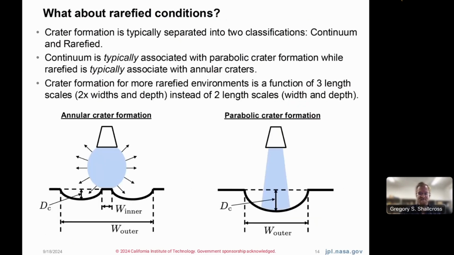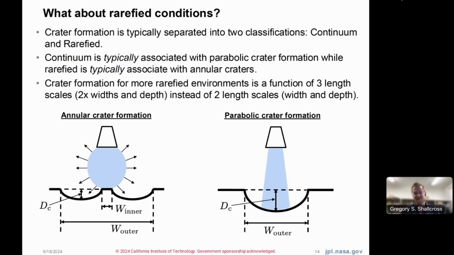Next slide. But one thing I note is that that was for parabolic crater formation. And typically in literature, we have rarefied and continuum crater formation regimes. Continuum crater regimes are typically associated with parabolic craters, rarefied typically associated with annular craters. This is seen with the formulation of Roberts' model, where you see this donut-shaped crater that ends up forming, which typically has, say, three length scale variations. You have a depth, you have an inner width and outer width, while parabolic you would have just a depth and an outer width.